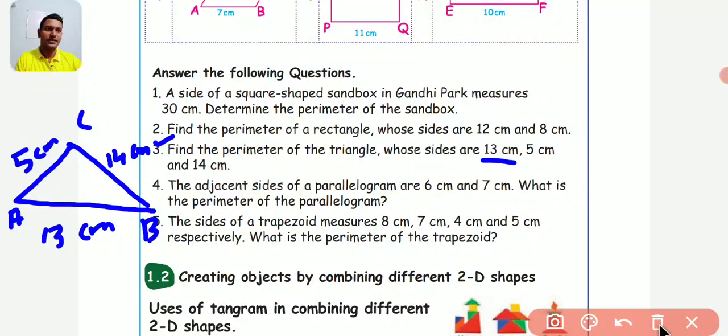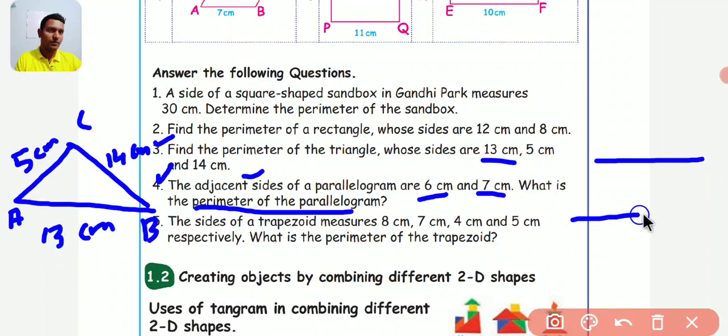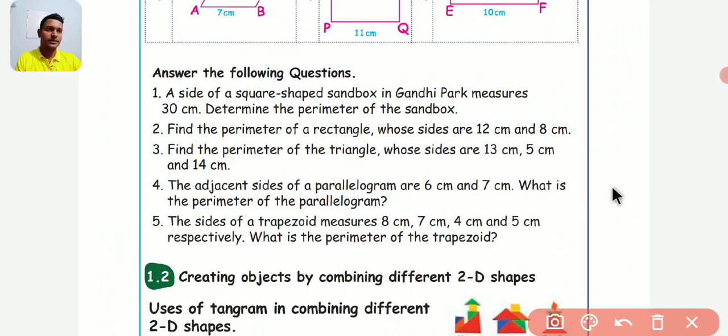That's all, students. Next, fourth one, the adjacent sides of a parallelogram are 6 centimeter and 7 centimeter. What is the perimeter of the parallelogram? Adjacent side means the parallel sides. Here I draw the parallelogram. Okay, adjacent side means these two sides.